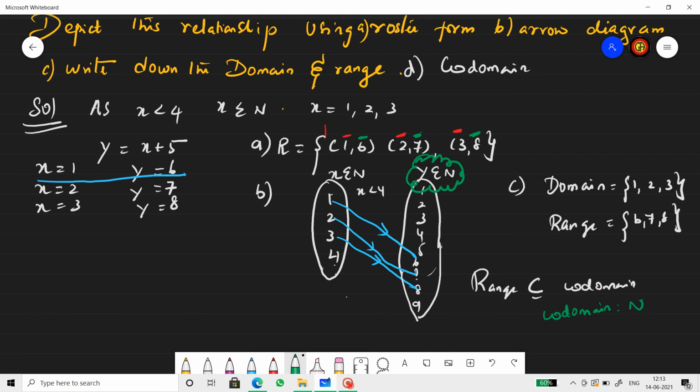So domain, range and codomain. The set of first entries of the ordered pairs of R is the domain. The set of second entries of the ordered pairs of R is the range. The set where the range belongs, the set for which the range is defined, is called the codomain set.